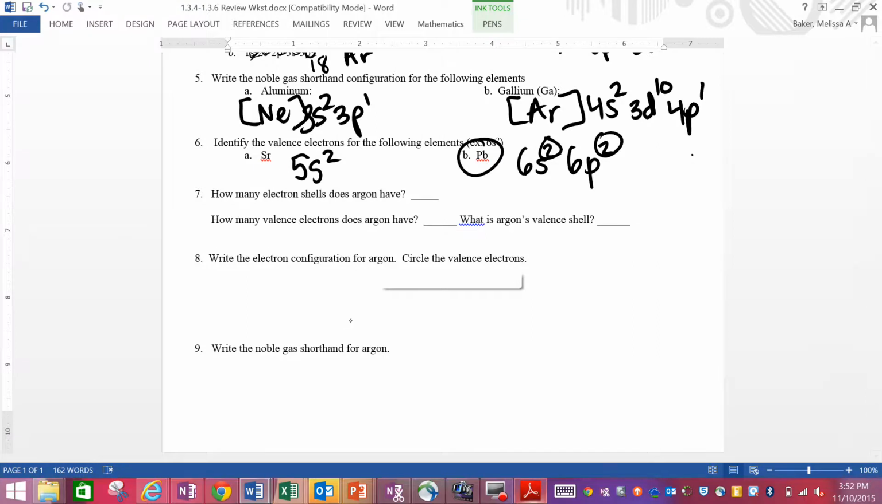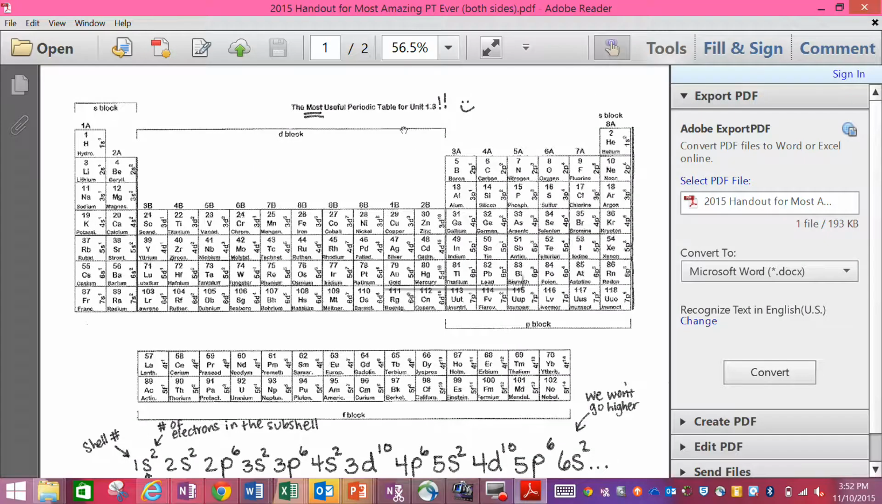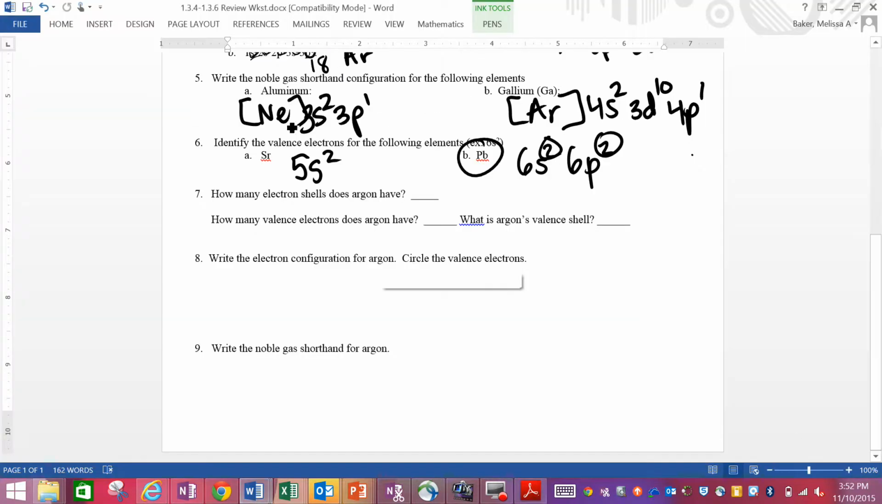Number 7, how many electron shells does argon have? Argon's number 18. It's in the 3rd row down. That means it's got 3 shells. It's in group 8A, so it has 8 valence electrons. And its outermost shell is just the 3rd one. That one's kind of a stupid question.